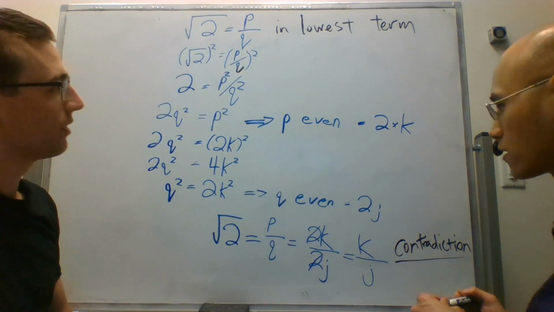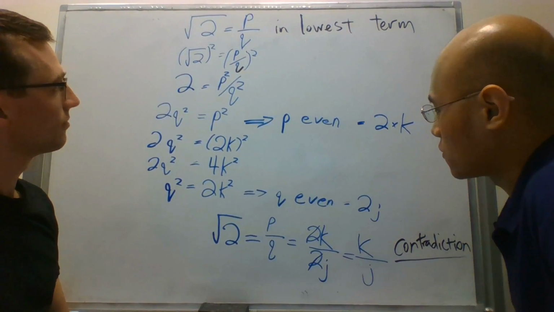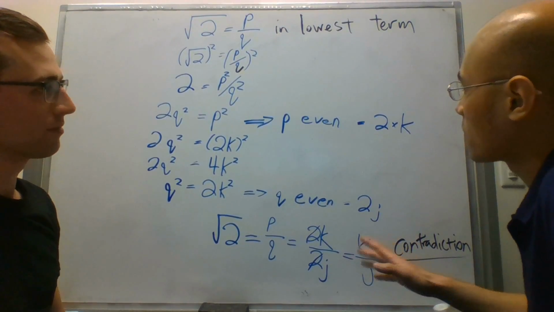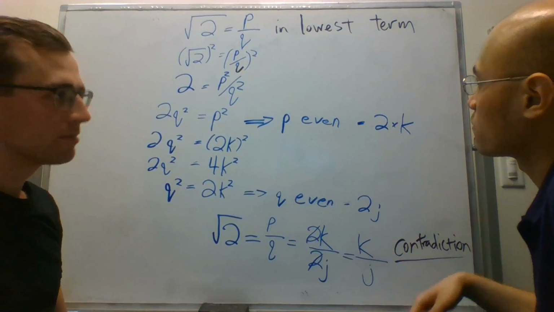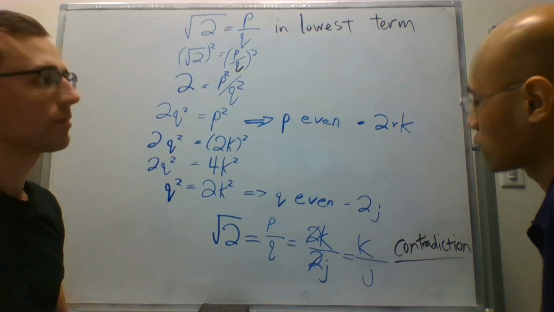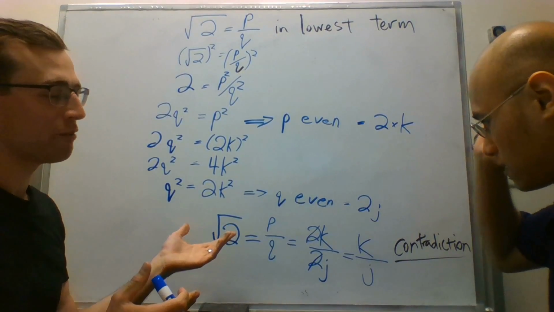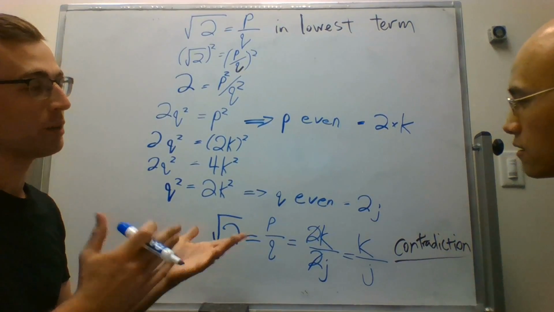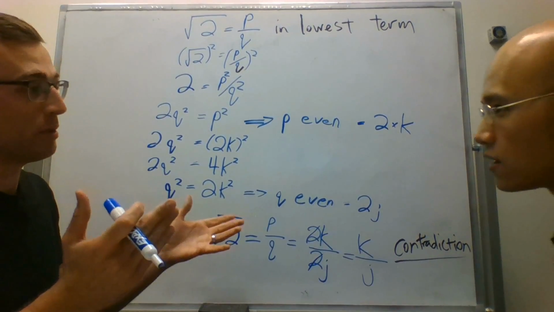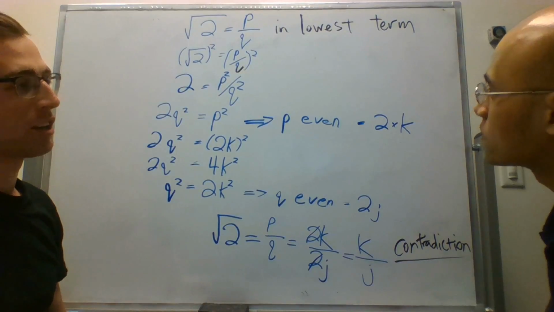So therefore, the square root of 2 is not represented by some fraction p over q, where p and q are integers. So if it can't be represented by a fraction, remember our definition of irrational numbers: numbers that couldn't be represented by a fraction. It's got to be an irrational number.